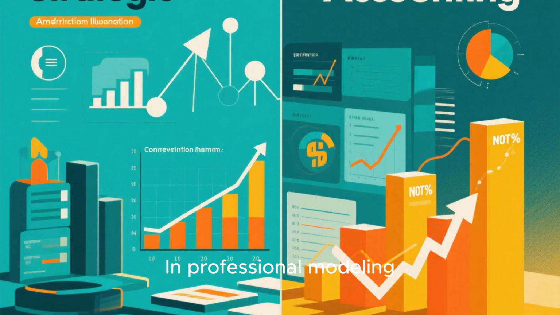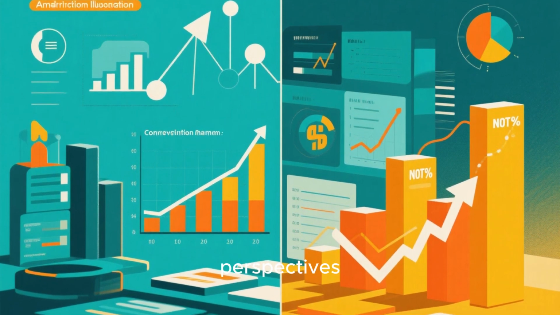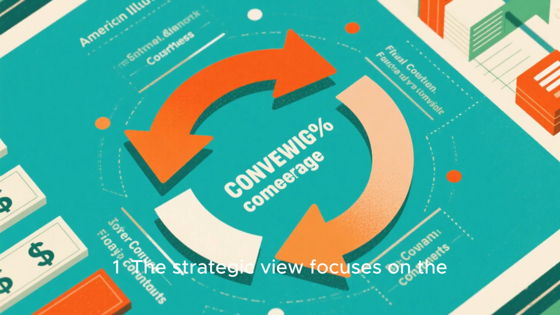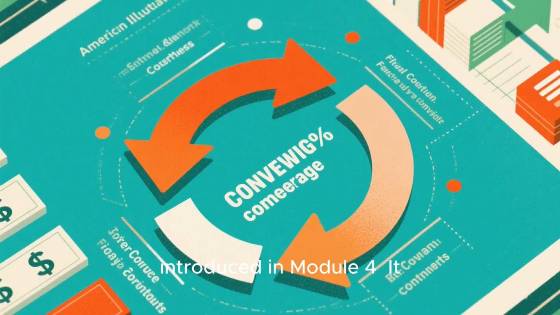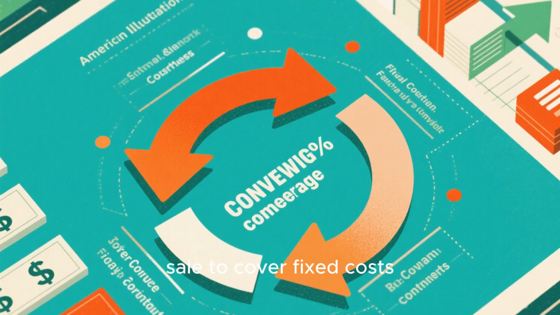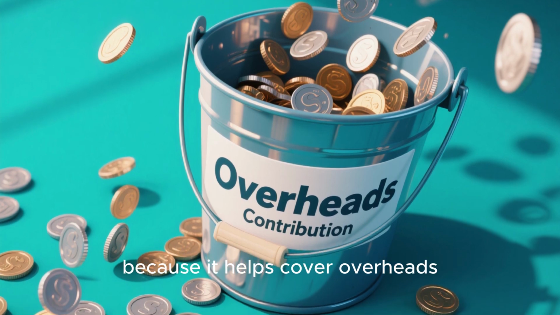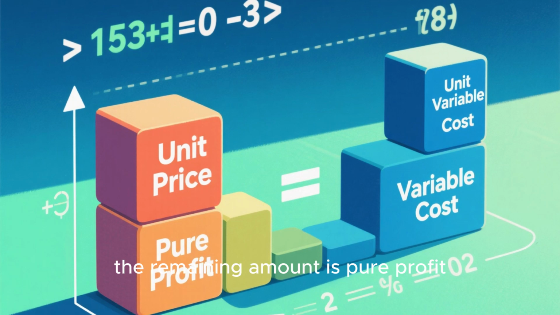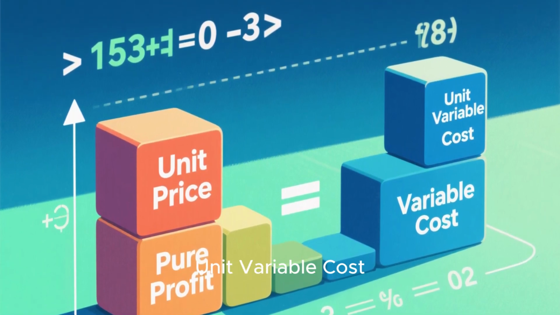Profit per unit. In professional modeling, profit per unit is viewed from two perspectives, strategic and accounting. 1. The strategic view focuses on the contribution margin per unit, introduced in Module 4. It represents the cash generated by each sale to cover fixed costs. It's called contribution because it helps cover overheads. Once overheads are covered, the remaining amount is pure profit. The formula is unit price minus unit variable cost.